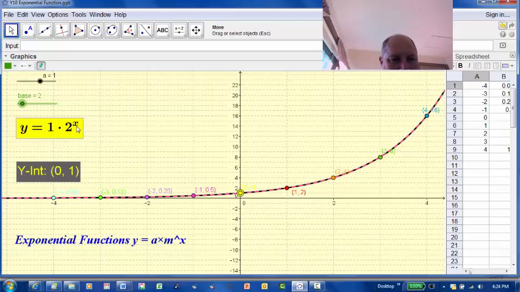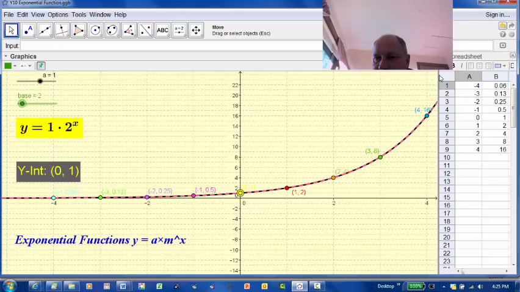If I put 1 into the rule, it becomes 1 times 2 to the power 1, so that's 1 times 2, and we get 2. If I put x equals 2, it becomes 1 times 2 squared, which equals 4. If I put 3 in, it becomes 1 times 2 cubed, which is 8. Put 4 in, it is 1 times 2 to the power 4, which is 16. Look at the values here, so different values.